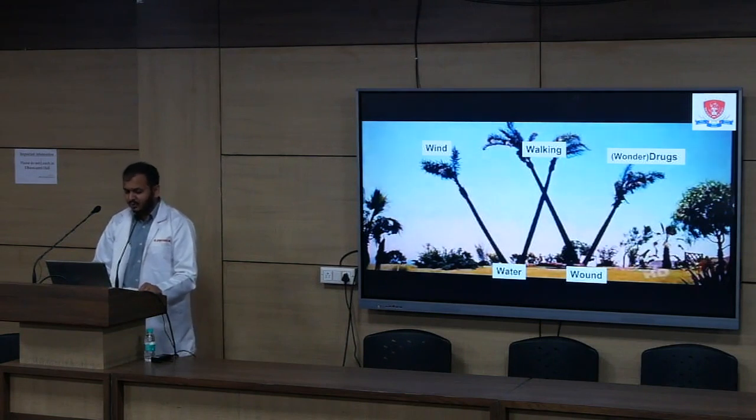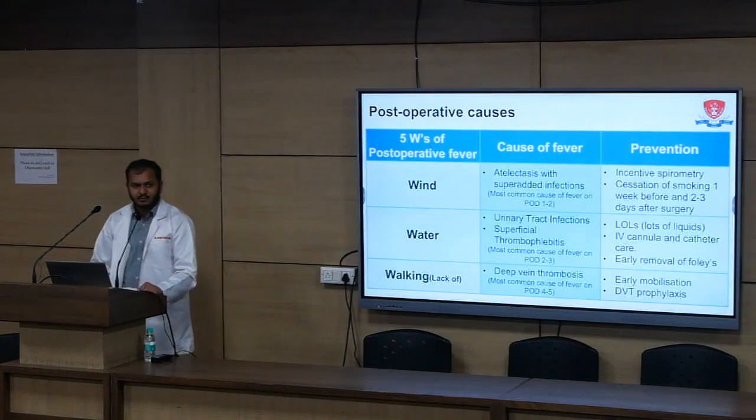Moving to post-operative causes of fever. Like in the Bollywood movie Dhamaal, the actors were finding big W's. Likewise, we also need to search for W's for post-operative causes of fever. So these are the 5 W's of post-operative fever.